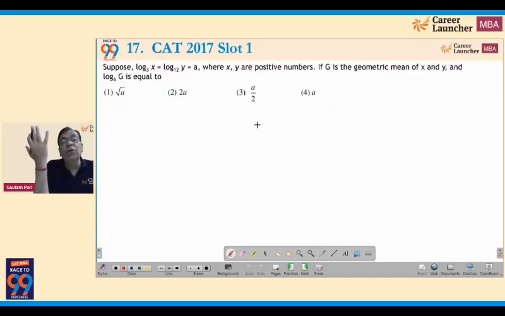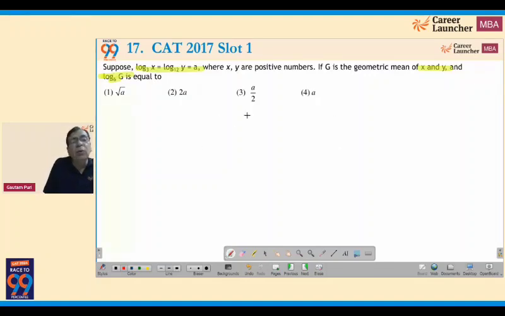Another question of logs, but frankly to me it is arithmetic again. Log of x base 3 equal to log of y base 12 equal to a, where x and y are positive numbers. If g is geometric mean of x and y, what is log of g base 6? Substitute. Substitute again. Take a value of a. What value of a should you take?